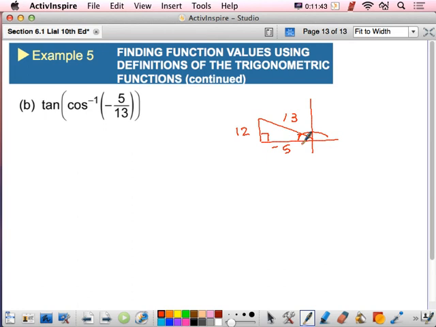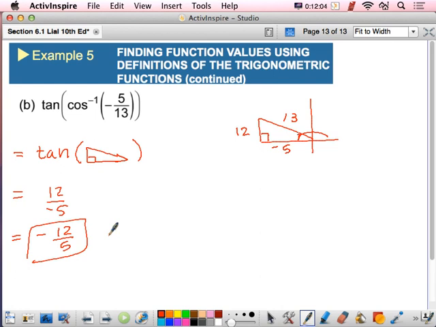And now we can find that the tangent of that angle, which is the same as that triangle right there, is y over x, or 12 over negative 5. And we don't usually leave the negative in the denominator. We either float it to the middle or put it on top. So negative 12/5. And you could check it by using your calculator to make sure that you would actually get that. And that wraps up the final section of Unit 4.